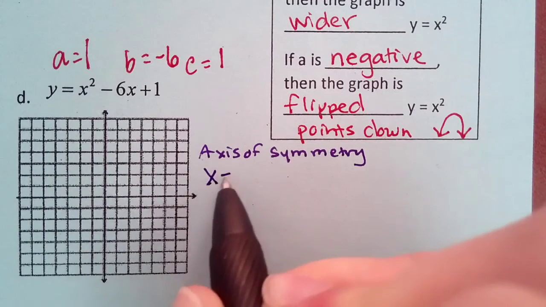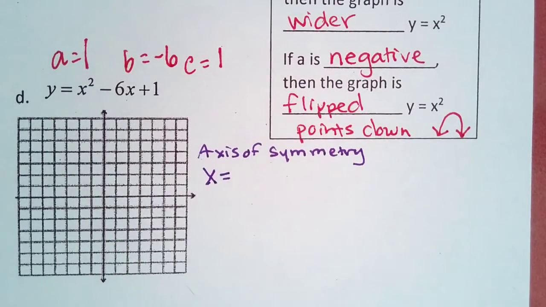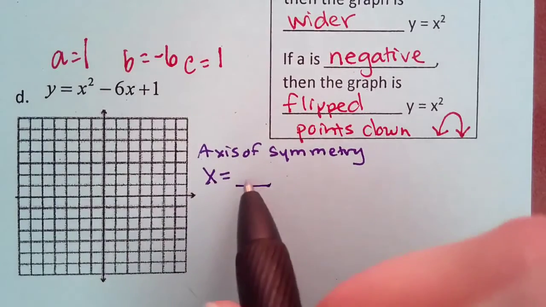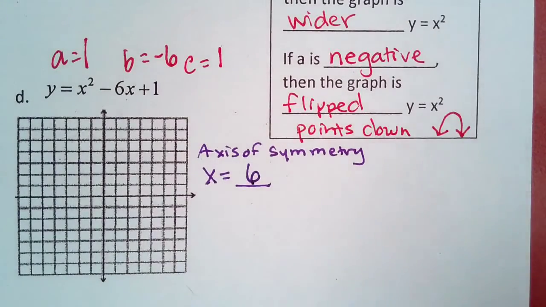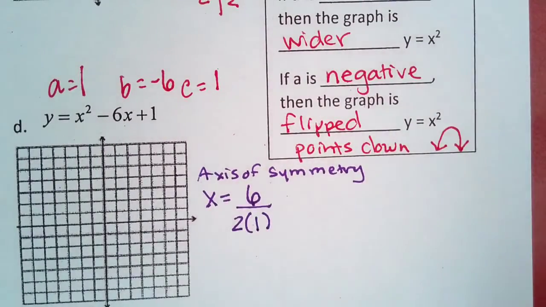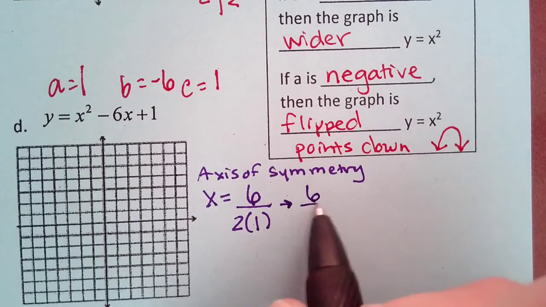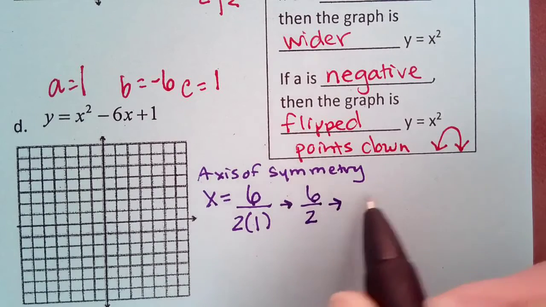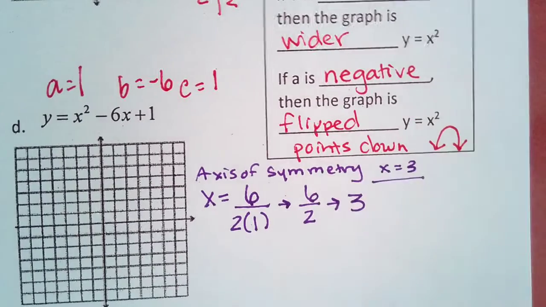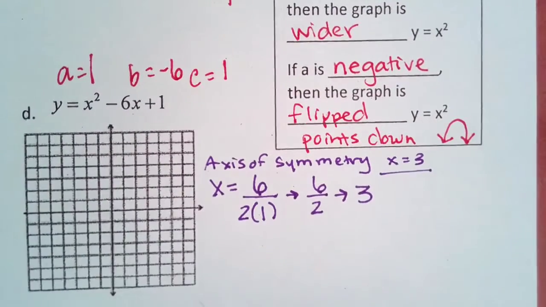So to find the axis of symmetry, we'll do x equals -b over 2a. So opposite of b, what's the opposite of -6? +6. Over 2 times a, our a is 1. So opposite of b over 2a. Simplifying, this is 6 over 2, which is 3. So our axis of symmetry is the line x equals 3.